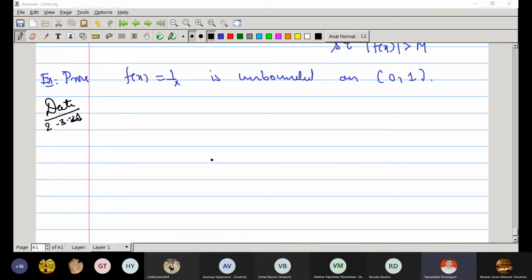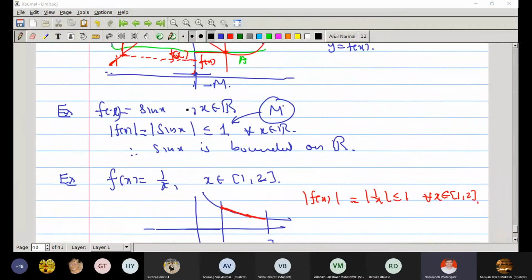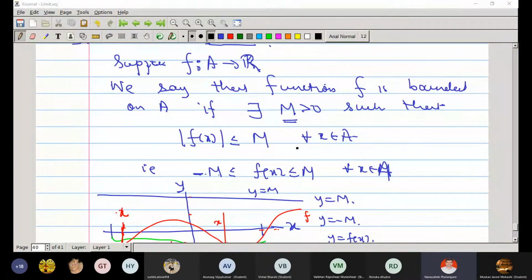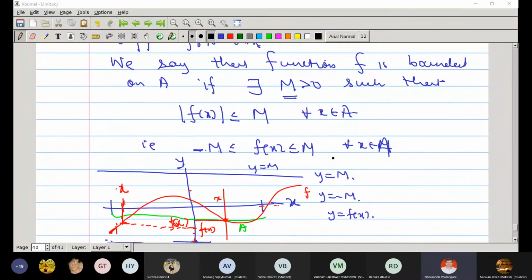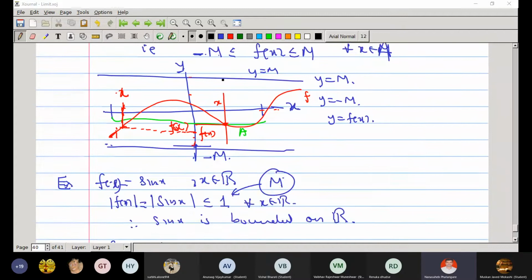Okay, so last time we saw the definition of bounded function. A function f is bounded if there exists a number m such that the absolute value of f(x) is less than or equal to m for all x. At each x, the value of the function lies between minus m and m. So there are two numbers which bound the value of the function. That means the function is bounded.